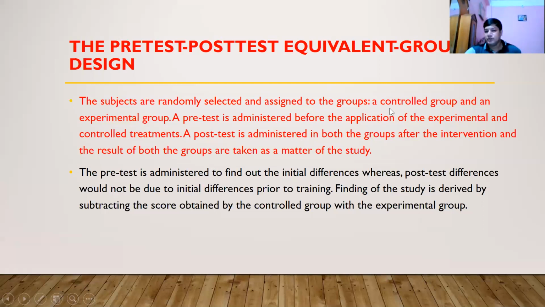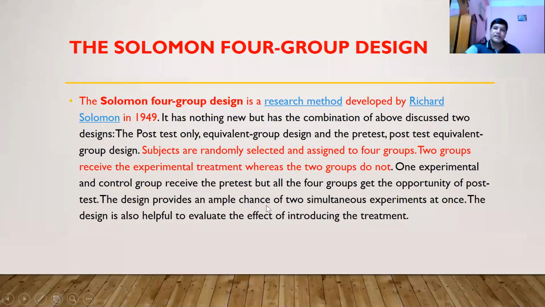So the subjects are randomly selected and assigned to the groups, a control group and an experimental group. A pretest is administered before the application of the experiment and control treatments. A post test is administered in both groups after the intervention, and the result of both groups are taken as a matter of study. And the last one is the Solomon four group design.